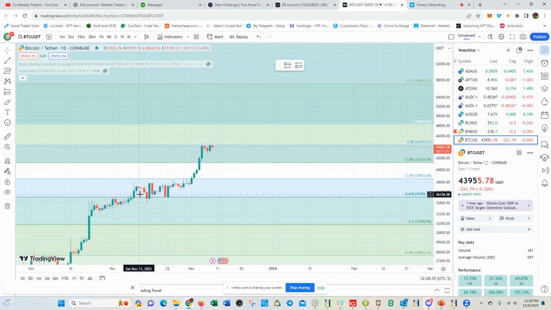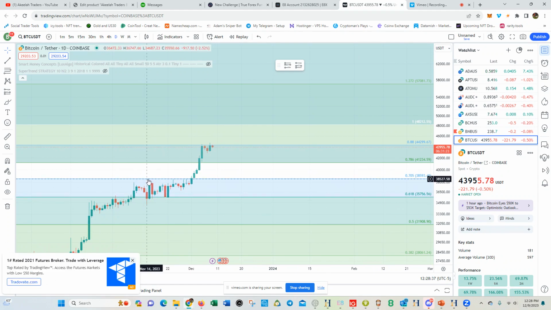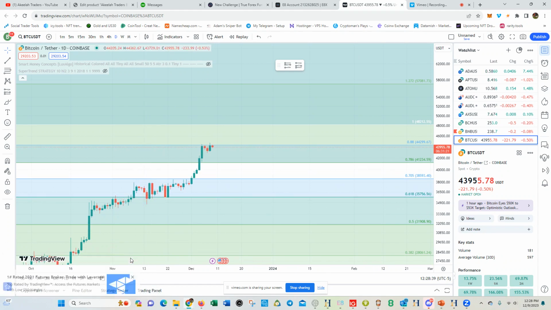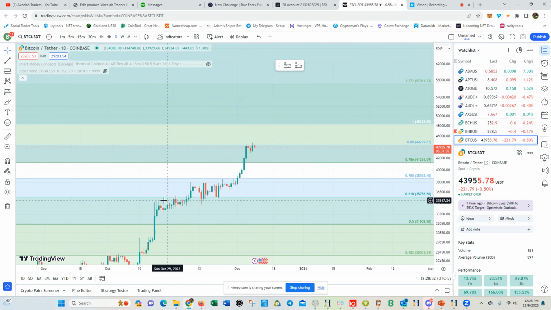We broke above this level once here several days back. This was around the 15th of November. So we pushed above that, immediately came back and tested. Pushed up above, immediately came back and tested. And so I just drew this fib level based on the previous price action.